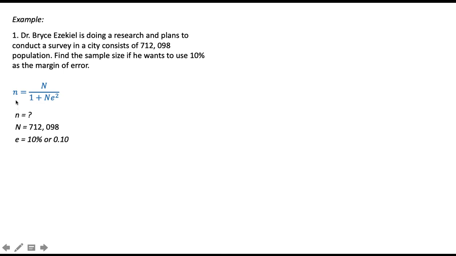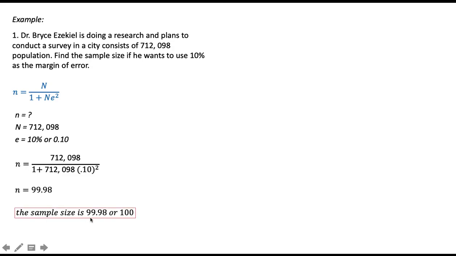So n is the sample, and that's what we're trying to find out. Capital N is the population, and E is the margin of error, 10% or 0.10 in decimal. So just substitute these givens in our formula, compute, and the sample size is 99.98, and to round up, that is 100. So example number 2.